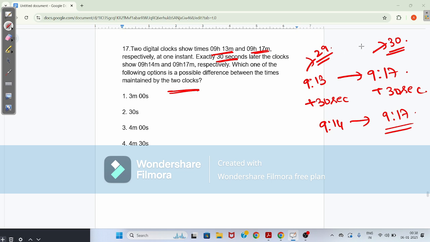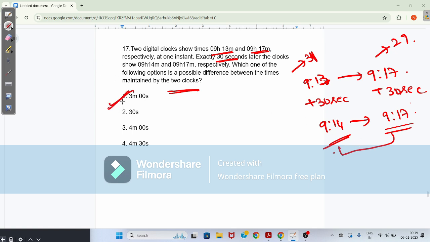So what will be the difference after some time? After 30 seconds, for this clock the time will be 31 seconds, and for the other it will be 29 seconds. After exactly 30 seconds, this time does not change, and this time has changed. So what is the difference between these two? Sorry, the difference will be 3 minutes 00 seconds.